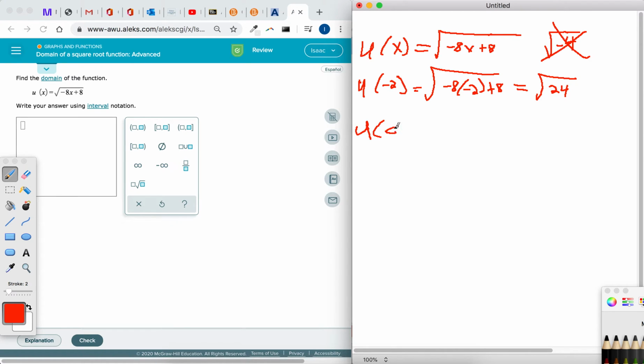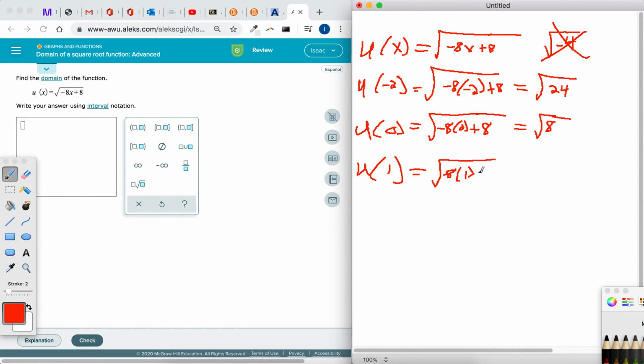So let's try plugging in 0 for x. Sorry, not u, x. If you plug in 0, you're going to get the square root of 8. That's fine. It's not the cleanest number, but at least it's not negative. If you plug in +1 for x, and again, I'm just pulling numbers out of the air, you can try any number you want just to get to know the domain of the function here. If you plug in +1, you get the square root of 0, which is 0, and that's fine too.